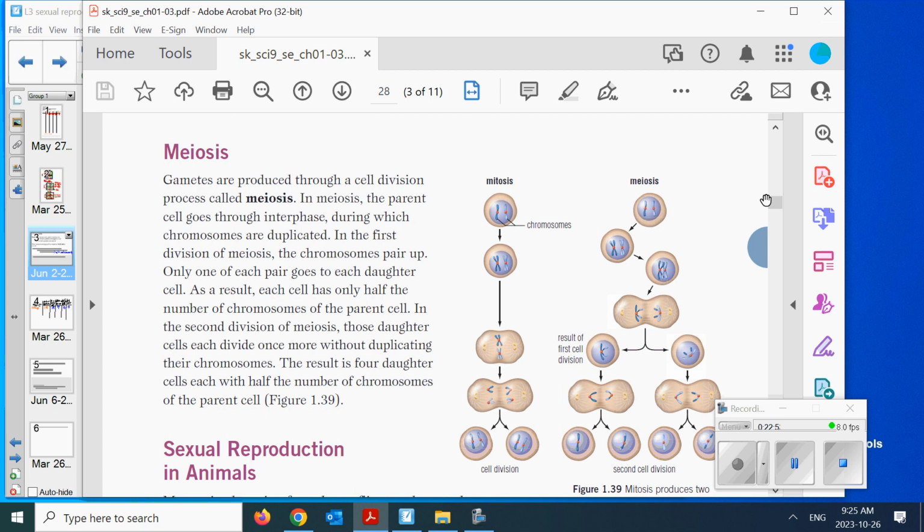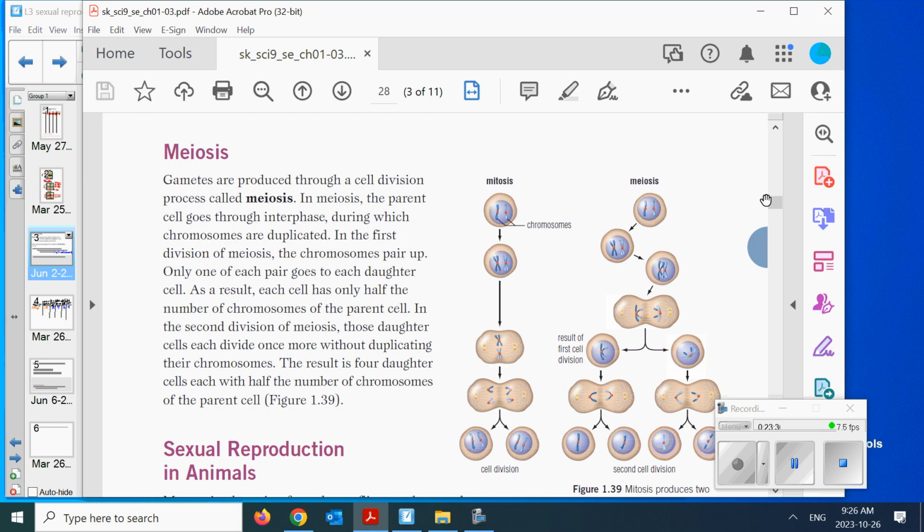It's going to be a repeat of some of the stuff we saw. But meiosis. Gametes, sex cells, are produced through a cell division called meiosis. In meiosis, the parent cell goes through interphase, during which chromosomes are duplicated. Sounds like the start of mitosis, eh? In the first division of meiosis, the chromosomes pair up, very similar to mitosis. We're just reading, remember? We got stuff down there. The first division of meiosis, chromosomes pair up. Only one of each pair goes to each daughter cell. As a result, each cell has only half the number of chromosomes as the parent cell.